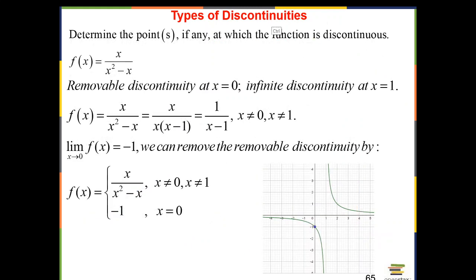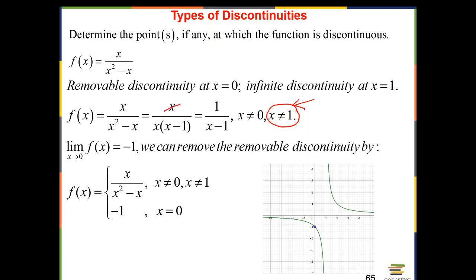Determine the points, if any, at which the function is discontinuous. Okay, so here, again, what's going on here? Well, we have the denominator, which is x times x minus 1. And we know this is not defined at 0 or at 1, because 0 and 1 make the denominator 0. But 1 makes only the denominator 0, while 0 makes the numerator and denominator 0. So we do have a discontinuity that is infinite at 1. Why? Because it makes the function go to infinity. So that one is an infinite discontinuity.